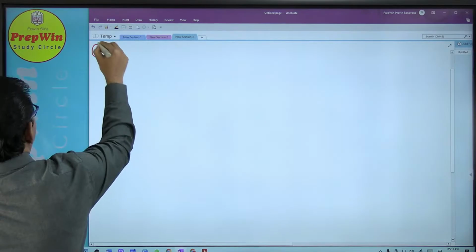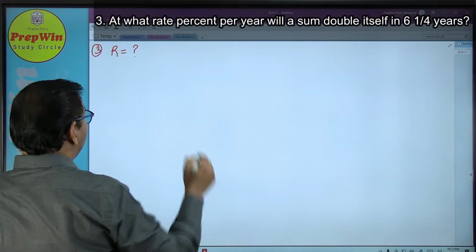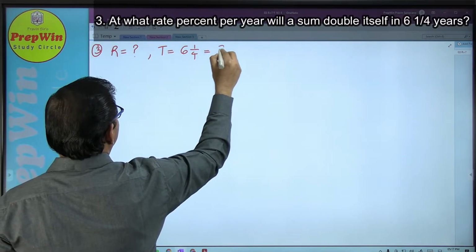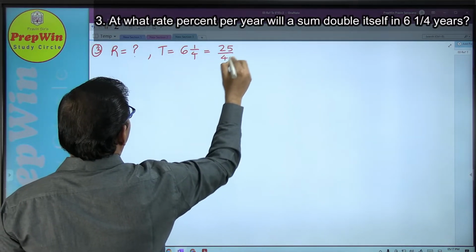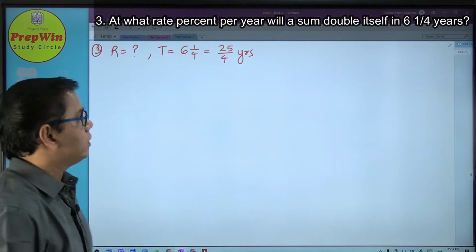If you have simple interest in your examination, you will get a question which will be one of these types. We have to find out rate of interest. This is unknown. Period is 6 1/4 year. 6 and 1/4. We don't want mixed fraction. So this will be 25 upon 4. Am I right? 6 into 4 is 24 plus 1, 25 upon 4.